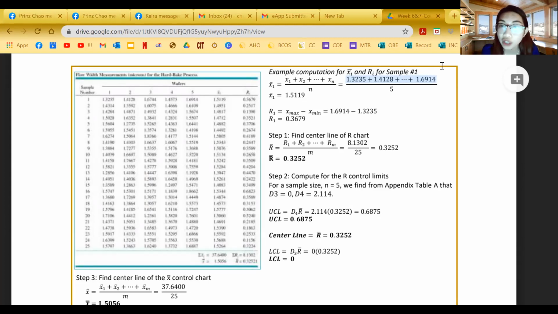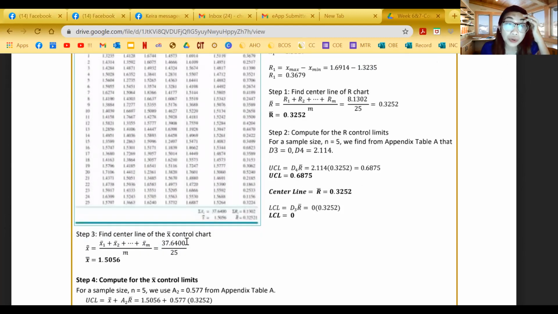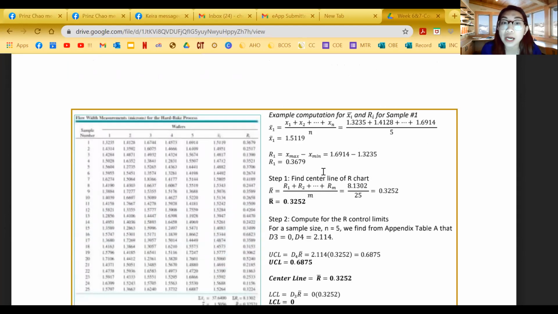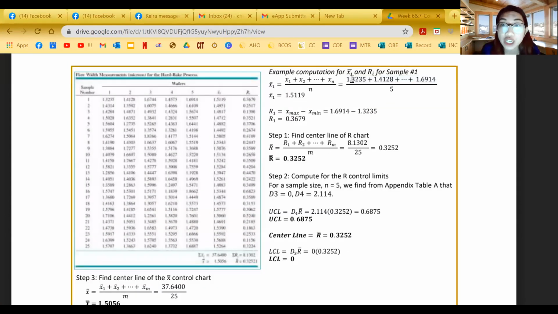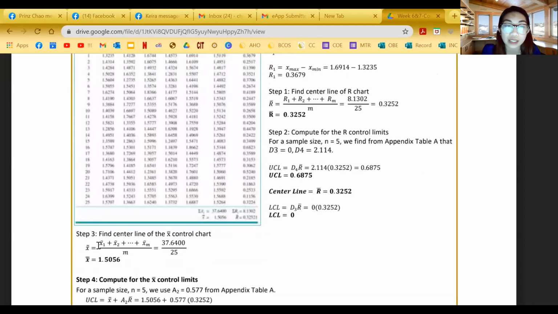Now, after getting all that, to get the double barred X is simply you get all the averages or bar X of all the sample size. So, mo na iyang gibuhat. X1 until XM or X25 kabuok. So, ang total sa tanang averages is 37.64. Then, mo na ni ang gamit ni 25. That is to just get the barred R.